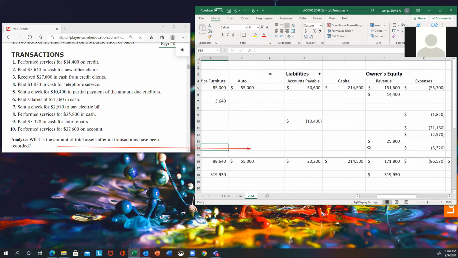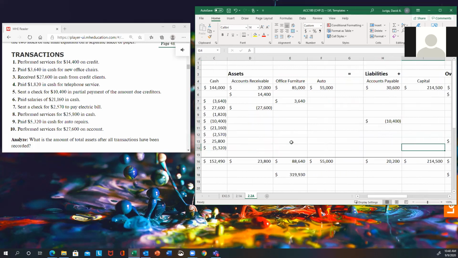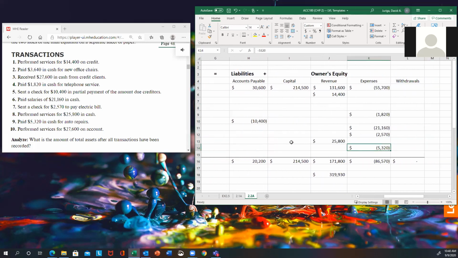Okay. So again, you would have the minus cash going out. And you wouldn't put it as an increase to auto, but as a decrease to an expense.